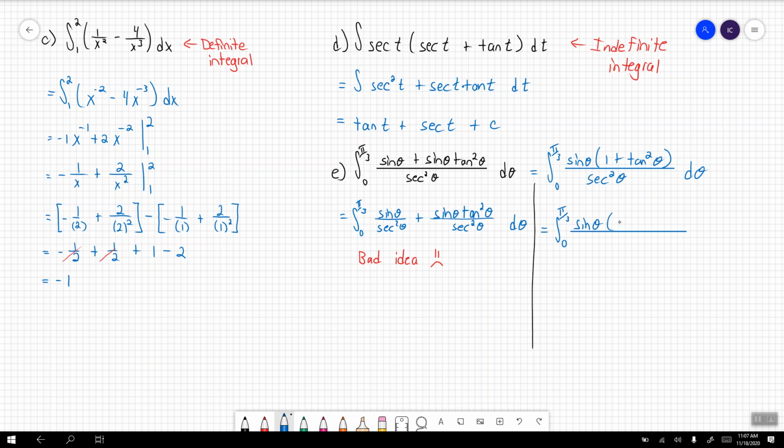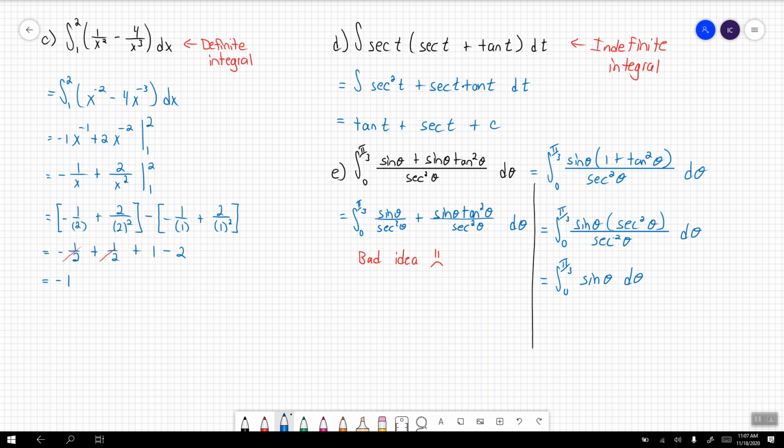So 1 plus tangent theta becomes secant squared theta. The denominator is a secant squared theta. This is all still d theta, which means all we have to do is integrate from 0 to pi thirds sine of theta d theta. Now that is awesome. That we can definitely do.